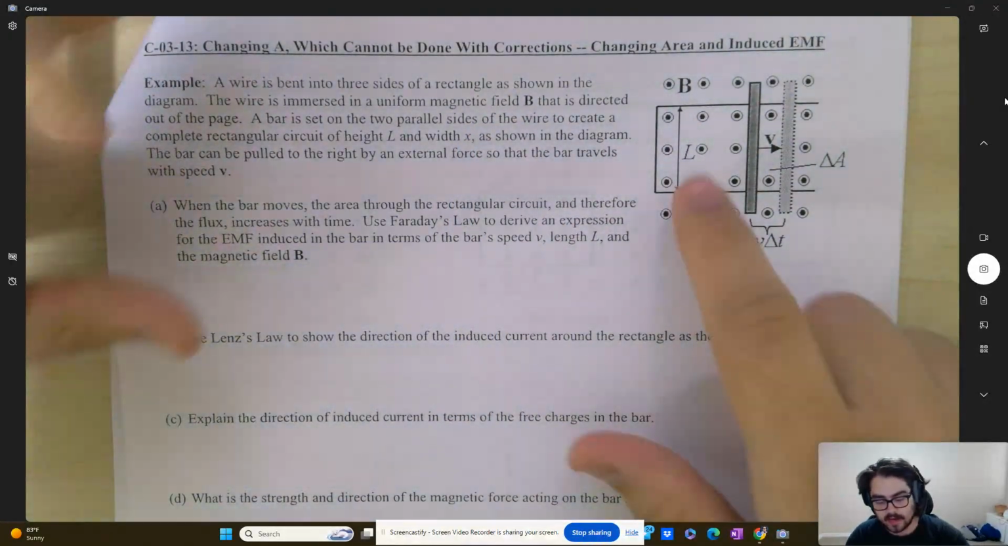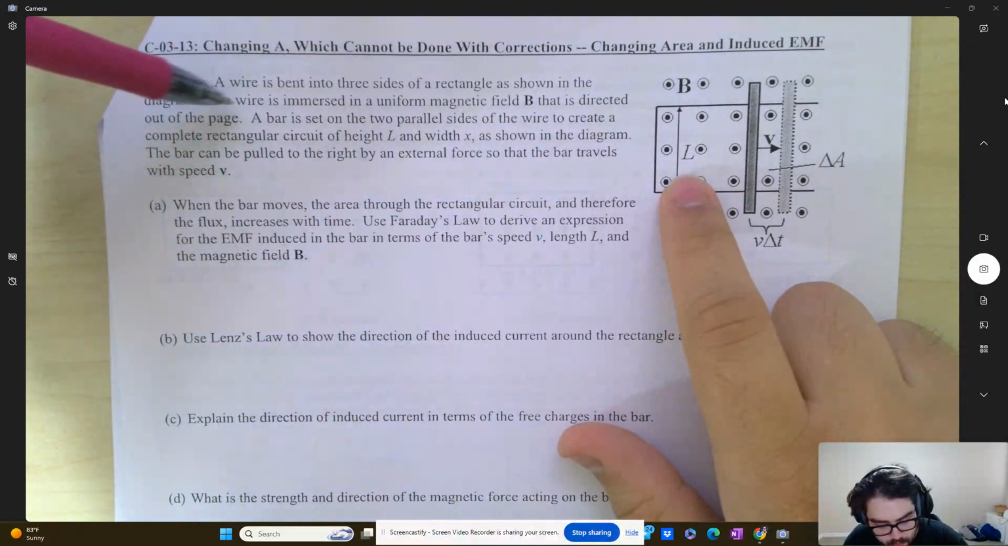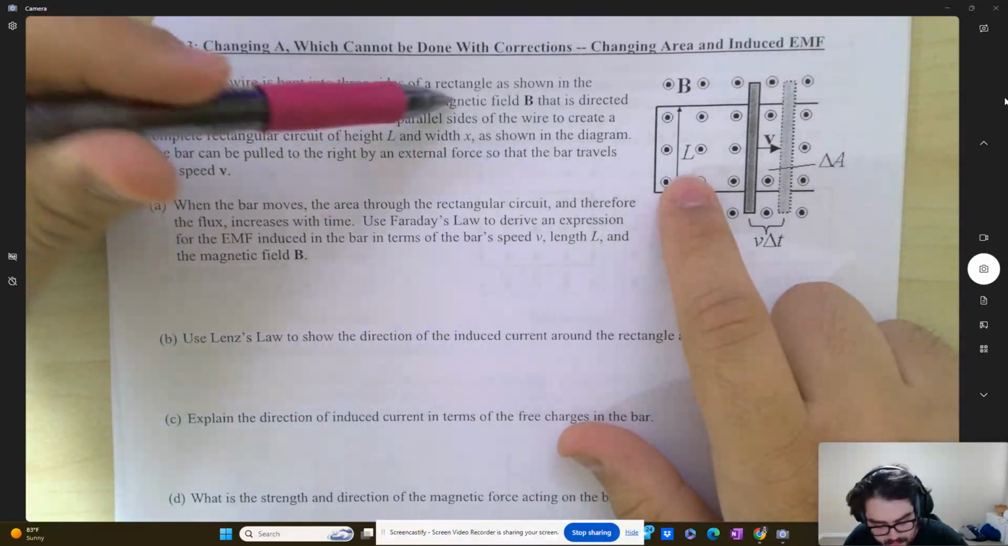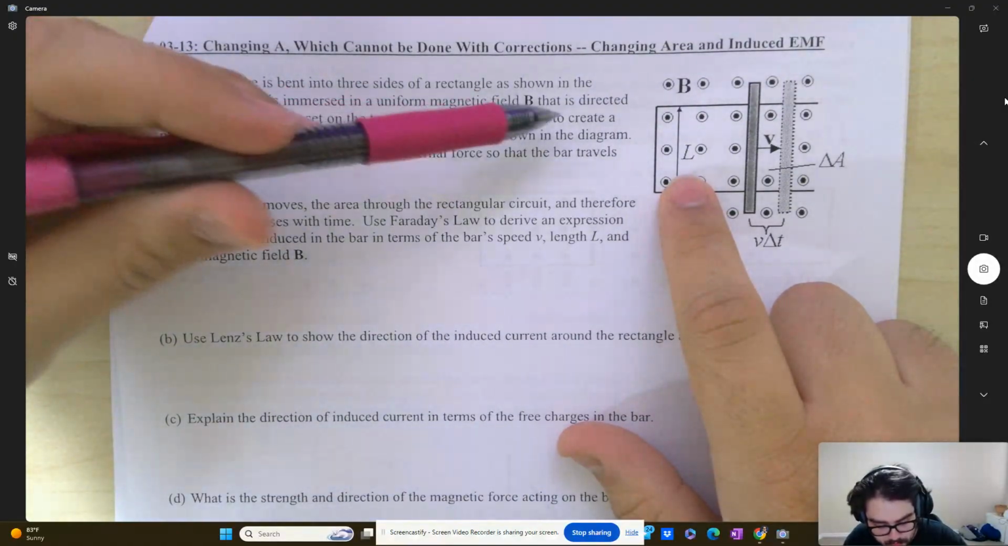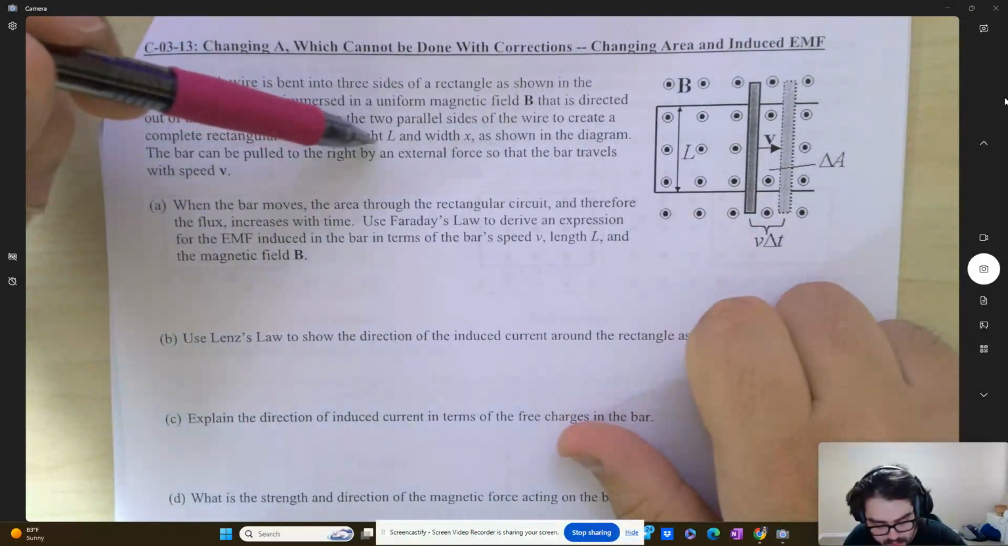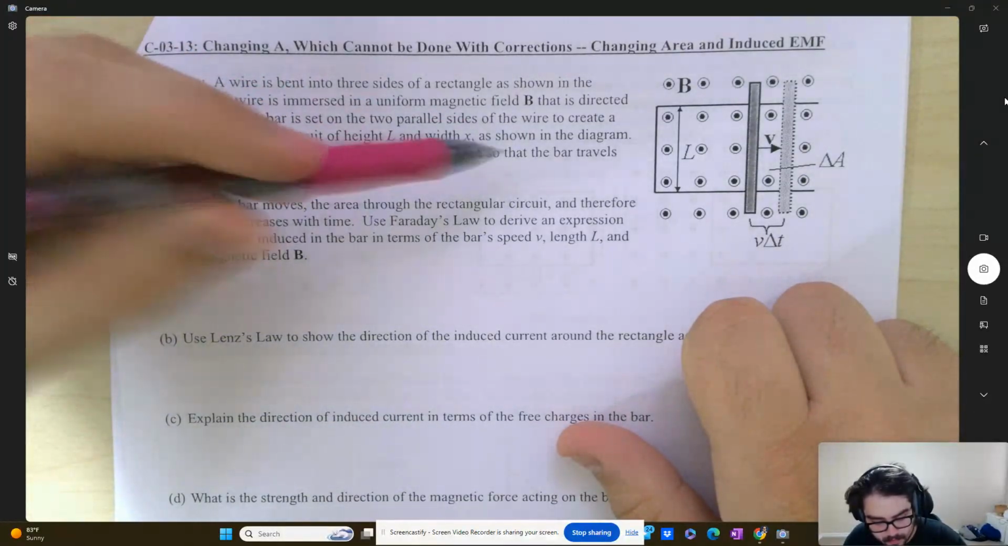Okay. A wire is bent into three sides of a rectangle as shown in the diagram. The wire is immersed in a uniform magnetic field B that is directed out of the page. A bar is set on the two parallel sides of the wire to create a complete rectangular circuit of height L and width X as shown in the diagram. The bar can be pulled to the right by an external force so that the bar travels with speed V.